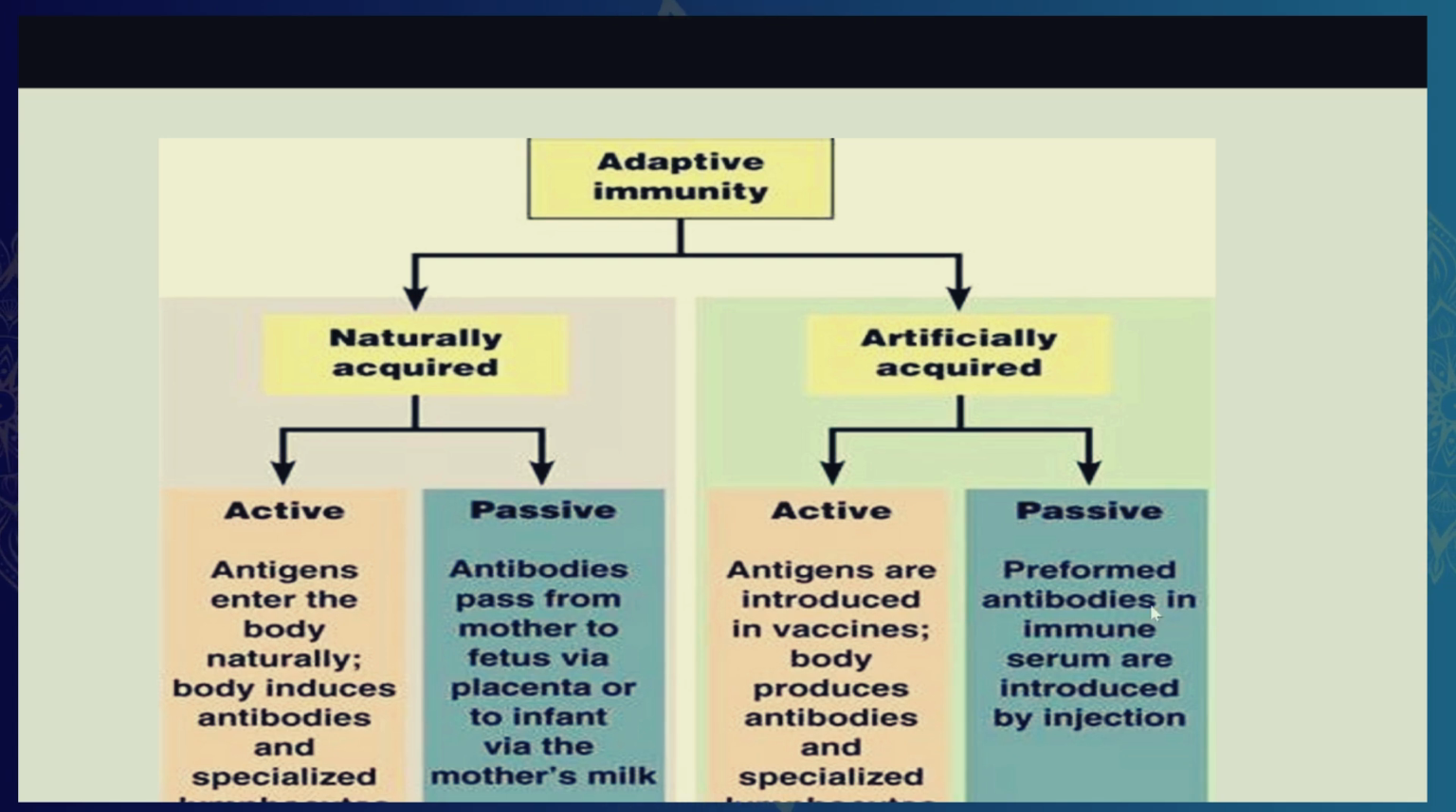Second type is passive artificially acquired immunity. This is when the antibodies are introduced into the immune system via injection. So this is known as artificially acquired passive immunity.